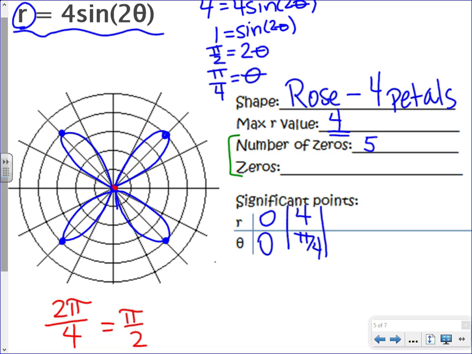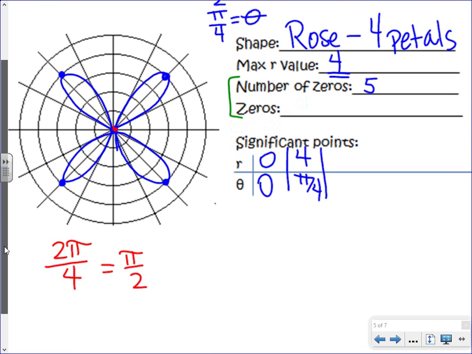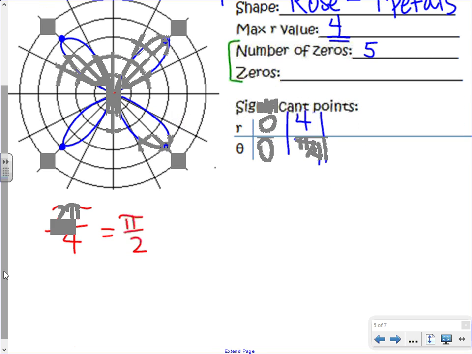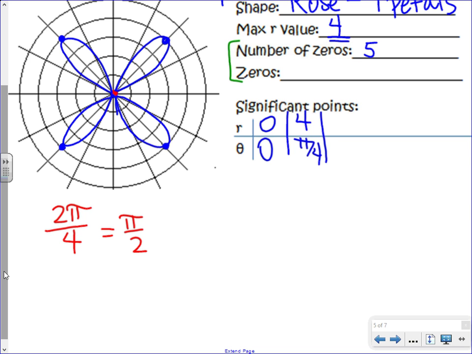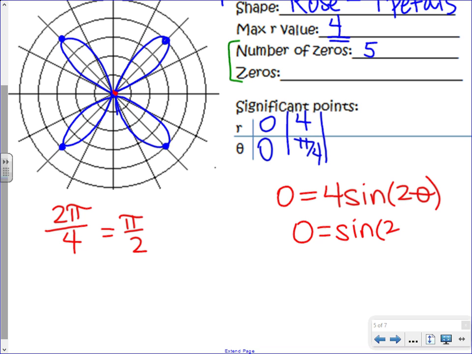Now, how do we find zeros? When we talk about zeros, what is 0? R. We only have 2 options, R or theta, right? If we're talking about zeros, we're talking about where R is 0. So to find zeros, we're going to set R equal to 0. Well, when we divide that 4 over, we get 0 equals sine of 2 theta.